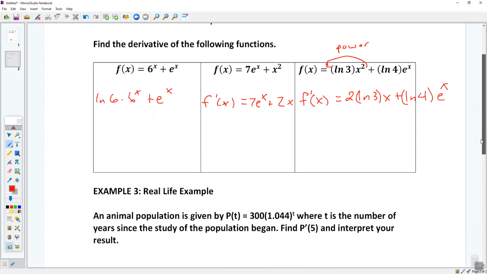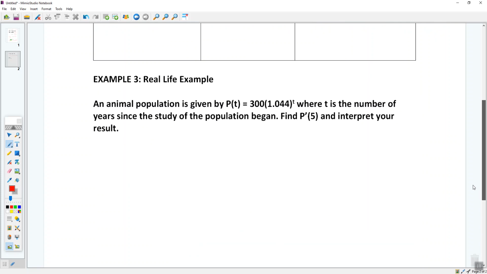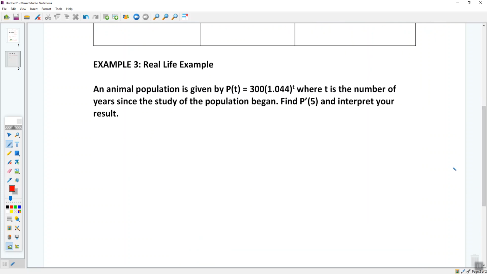Nada? I love this real life example. Here's the deal. It says an animal population is given by P of T equals an initial population of 300 times 1.044 to the T. Quick question, growth or decay? Why is it growth?